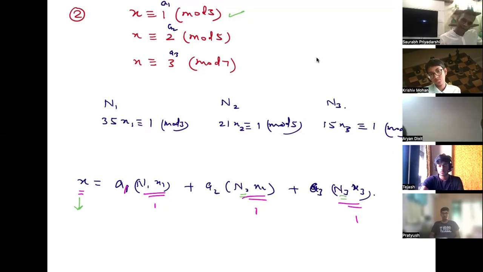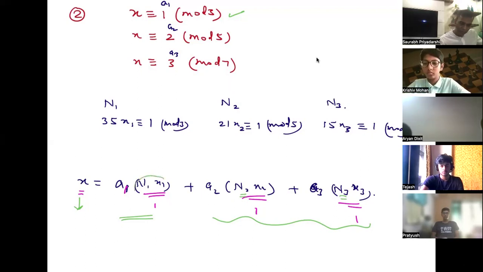This n2 and n3 must contain 3. If I'm dividing this by 3, this complete thing will be divisible by 3. Only this number is not divisible by 3. And according to our formula, the remainder should be 1 or a1. Since we have already taken this value as 1, and multiplying this by a1, x is congruent to a1 only. Is this okay?